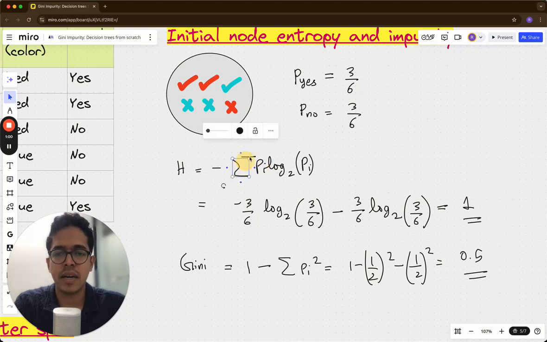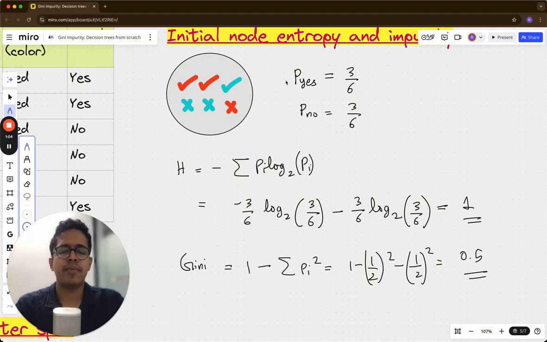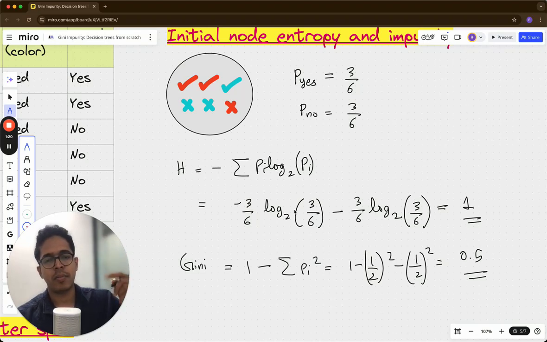Minus sigma pi times log to the base 2 of pi, where pi is again the probability for the data set to be in the class yes or class no, and that is 3 by 6, which is 1 by 2. So 1 by 2 log to the base 2 of 1 by 2 minus 1 by 2 log to the base 2 of 1 by 2, because 3 by 6 is equal to 1 by 2. And log to the base 2 of 1 by 2 is minus 1. So this will be minus of minus 1 by 2 minus minus 1 by 2. So it will be 1 by 2 plus 1 by 2 equal to 1. So entropy of the parent node is 1 and Gini impurity of the parent node is 0.5.